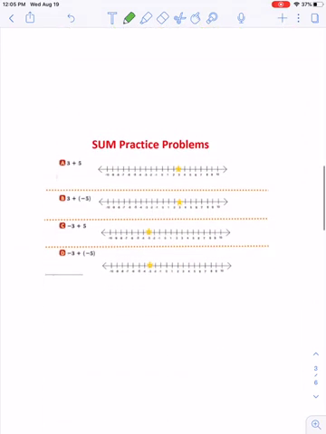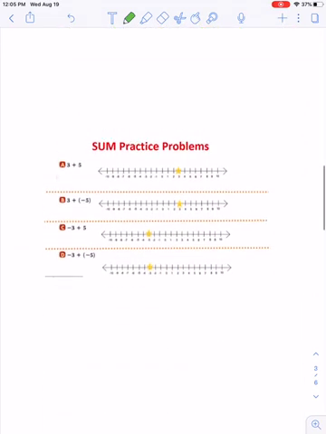Last ones here, just some sum and difference problems. So sum again is addition. 3 plus 5, you're probably thinking, well, duh, that's 8. But I'm just showing you how you do it on a number line in case you don't have a calculator and you kind of have a brain fart or something like that.